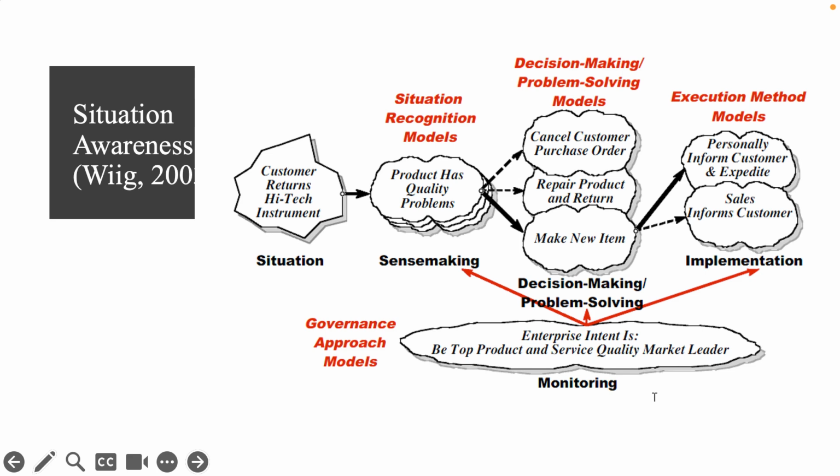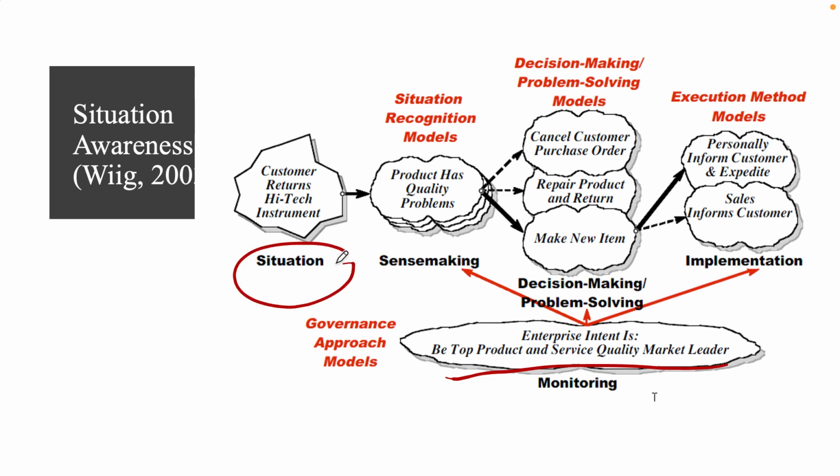It seems like a lot, but basically what we're trying to look at here is, if you look at enterprise intent, the enterprise intent is to be the top-end service quality market leader. Now, if that is the main problem that you're trying to solve, you cannot just go out and start implementing. You need to look at what the situation is, right? How can we make sense of it?